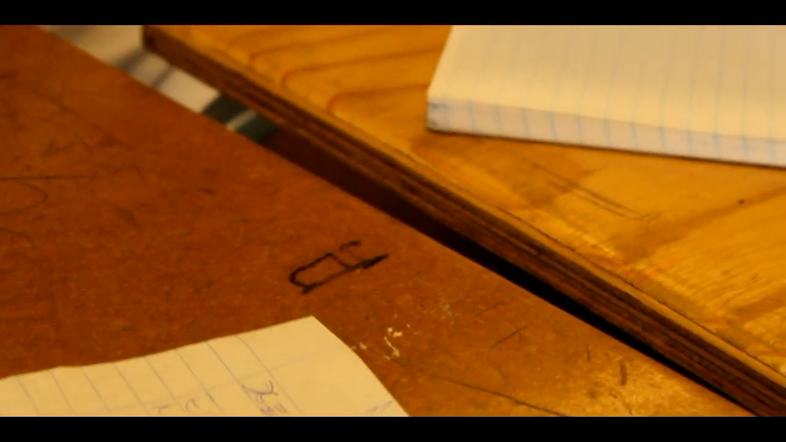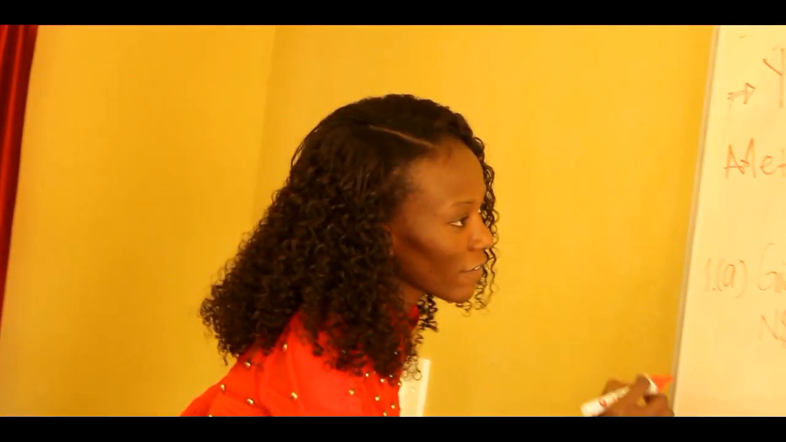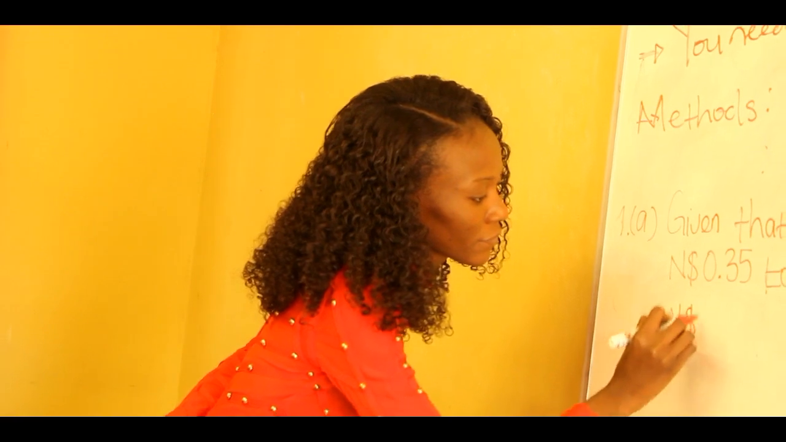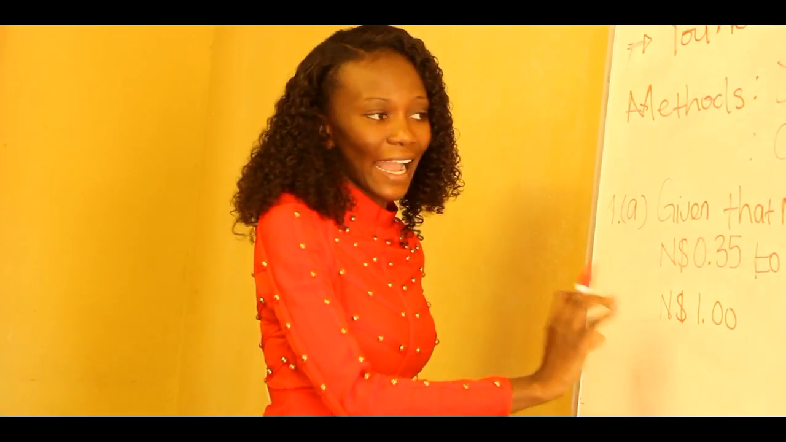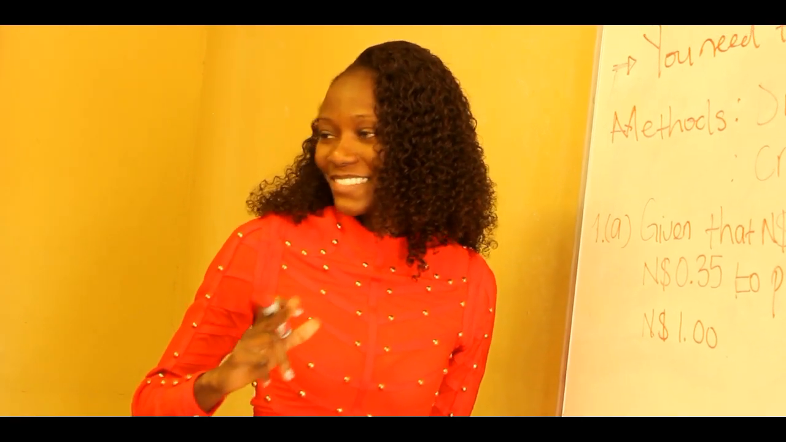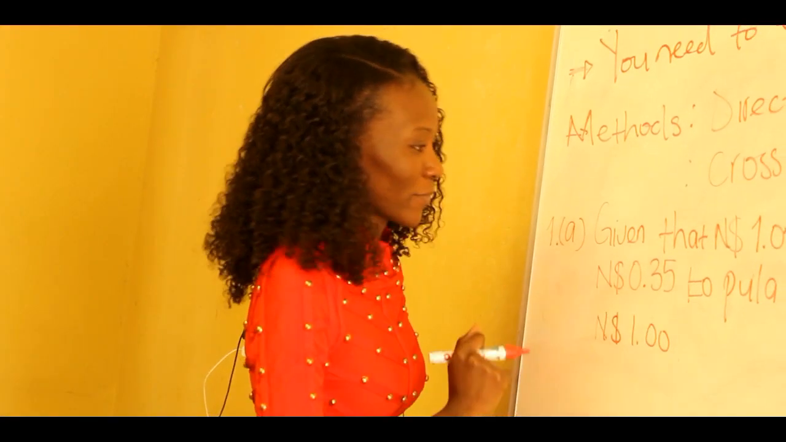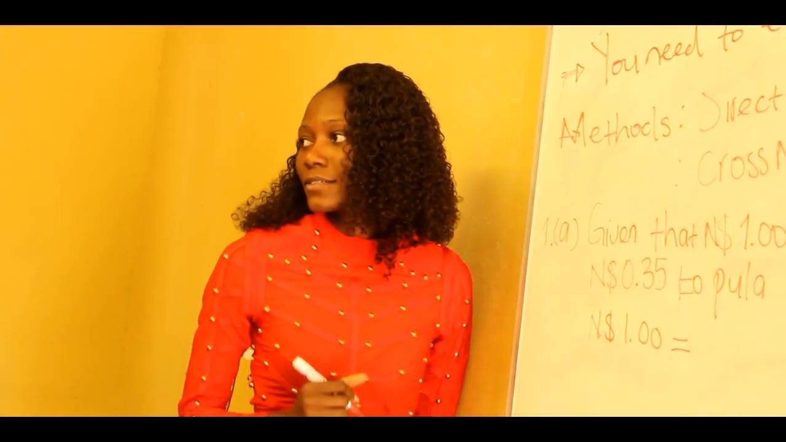Yes. Okay. Given that, here's the question. Given that one Namibian dollar is equal to 170 Pula, change Namibian dollars 35 cent to Pula. I told you we are using two methods. Direct proportion, where everything with the same units is on the same side, and cross multiplication, which we all know. So we are given that one Namibian dollar, this is like our guide, is equal to 170 Pula.